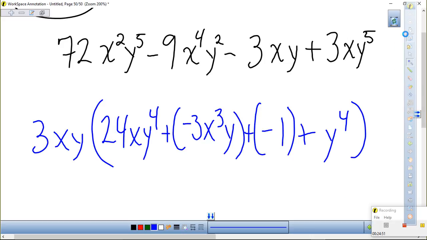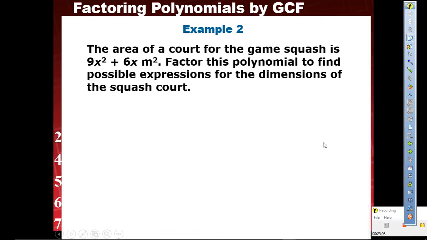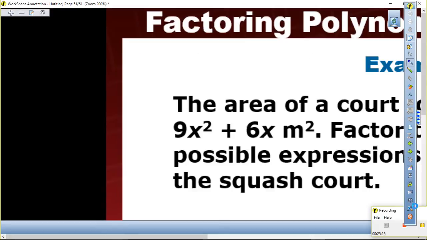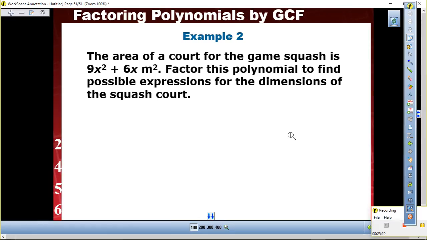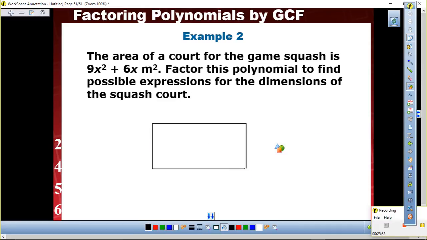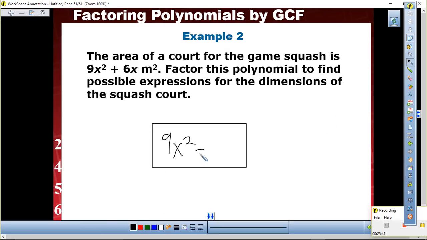And the last one, here we go. Example 2. You don't have to copy the whole thing, but follow along. It says, the area of the court for a game of squash is 9x squared plus 6x meters squared. Factor this polynomial to find the possible expression for the dimensions of the court. So I want you to draw this picture and write the area inside, 9x squared plus 6x.